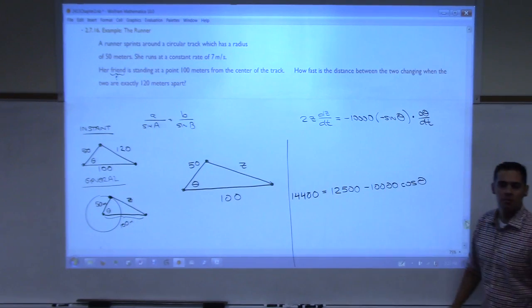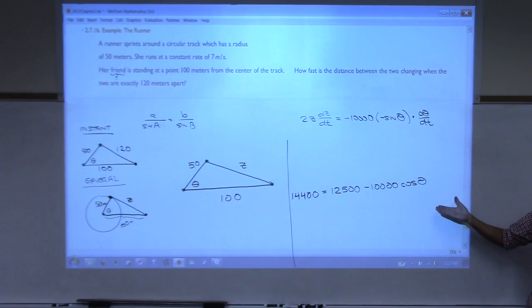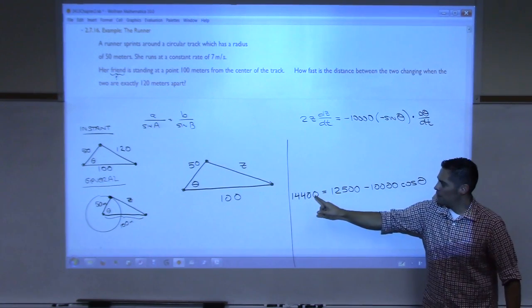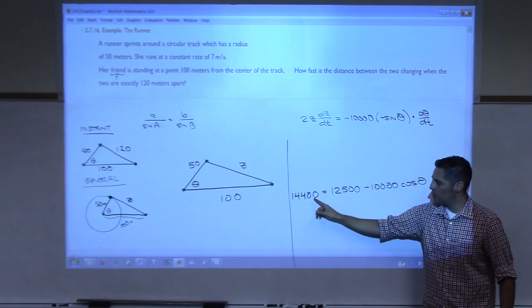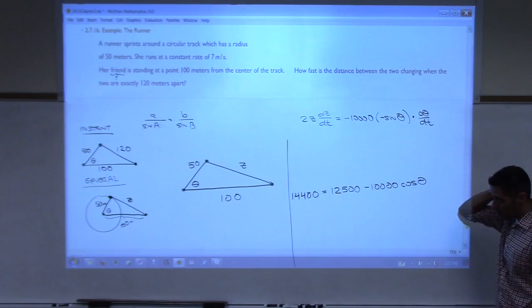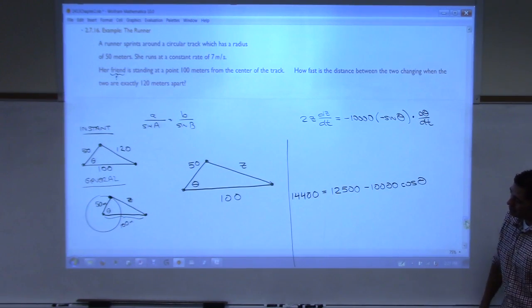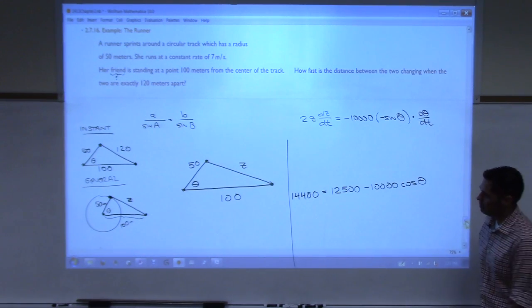Right there. Look at what's the only thing left in here? Cosine theta. I can solve that for theta. Would you agree? Okay, I need someone with a calculator to help me. Subtract here. Take 1440, subtract 1250. What do you have? 1900.